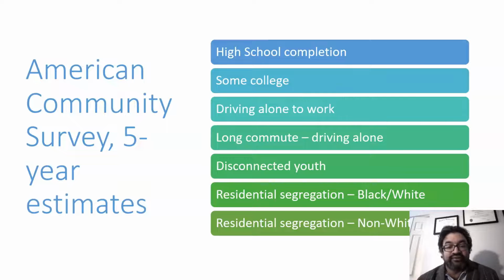Another very important one, which I learned in my geospatial curriculum, is the American Community Survey, the 5-year estimates. There are 7 important measures that I'll go over from it. The first one is high school completion, some college, driving alone to work, long commute driving alone, and disconnected youth, and then residential segregation black-white, and residential segregation non-white.